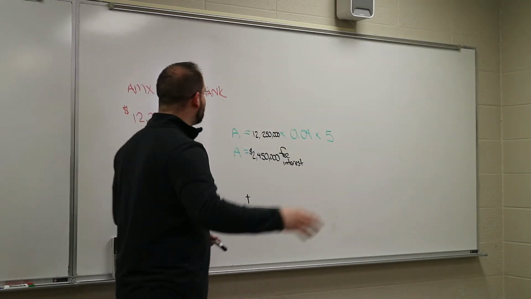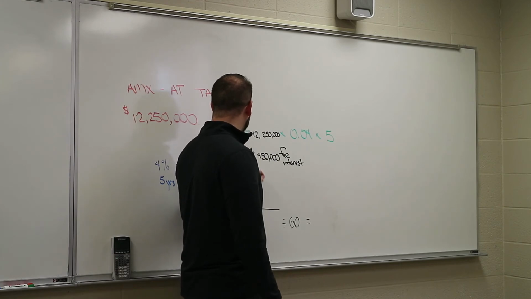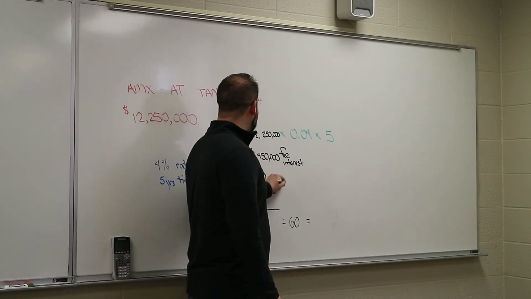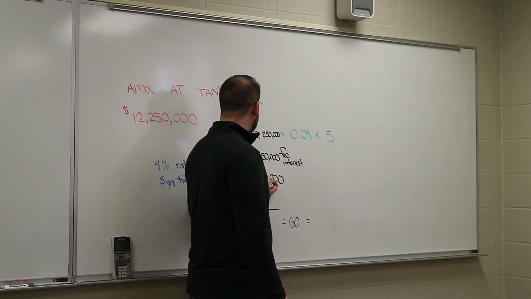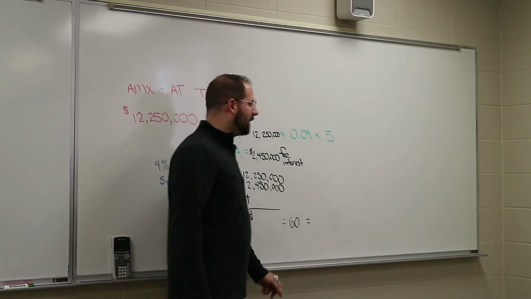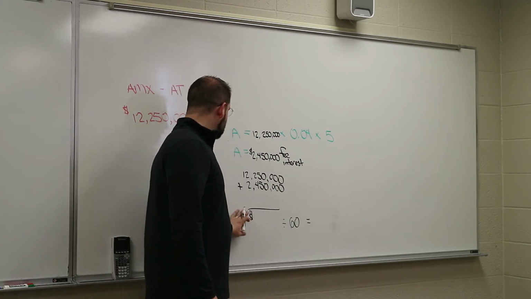All right. So, Connor, here's what you need to do now. You need to take your $12,250,000 tank. You need to add the $2,450,000 because that's what the bank is going to charge you for interest. And I need to know what you get when you add those two numbers together. A big number still.